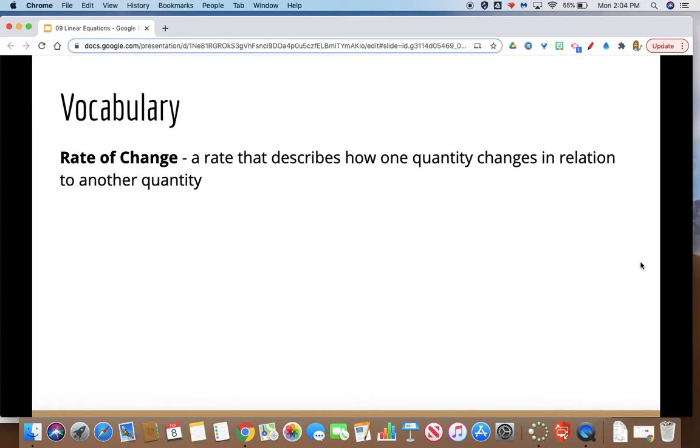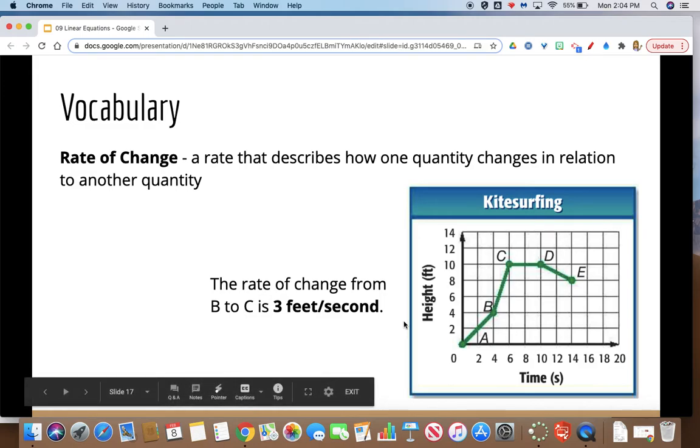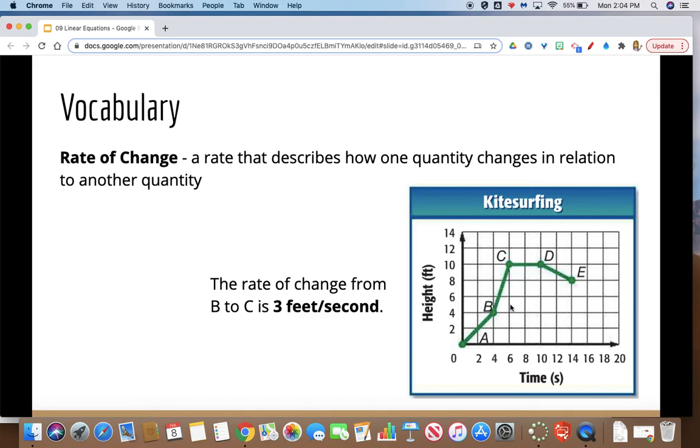A vocab term I'd like you to write down is rate of change. It's the rate that describes how one quantity changes in relation to another quantity. For example, if we look back at our kite surfing example, the rate of change from B to C was 3 feet per 1 second. That is describing one quantity, feet, and how it compares to another quantity, seconds. Press pause if you need more time for that definition.